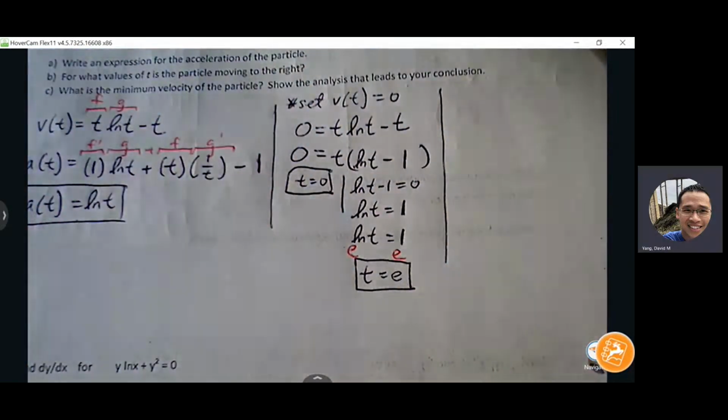Okay, just a heads up, no calculators on Tuesday's test. Okay, no calculators.